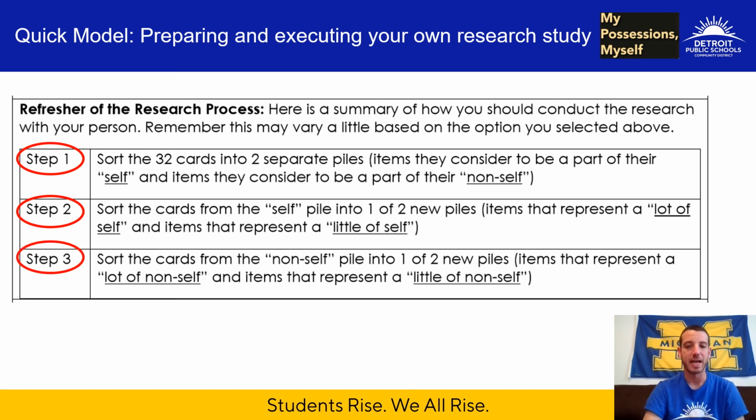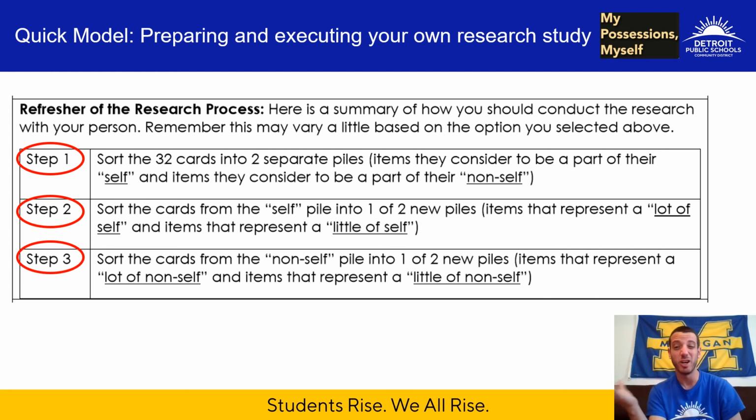Now, step 3 is the exact same process, but for the other pile, the non-self pile. So they're going to sort the cards from the non-self pile into one of 2 new piles, items that represent a lot of non-self and items that represent a little of non-self. So again, all of these have to do with non-self. These weren't put into the self pile to begin with, but now they have to figure out which of these items definitely don't have to do with their self identity, so they're a lot of non-self, or maybe only a little bit a part of their non-self identity.